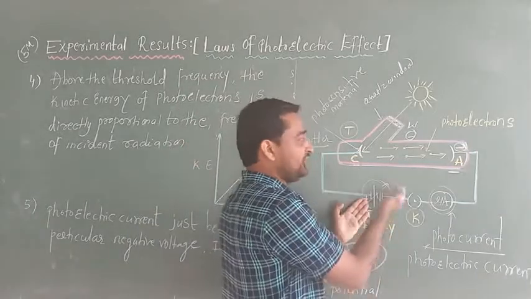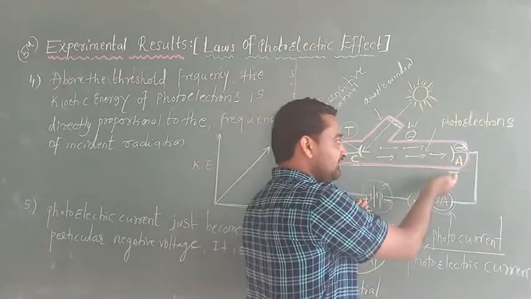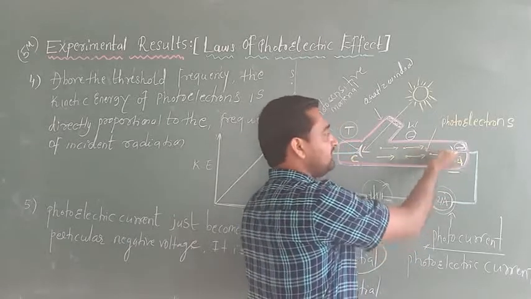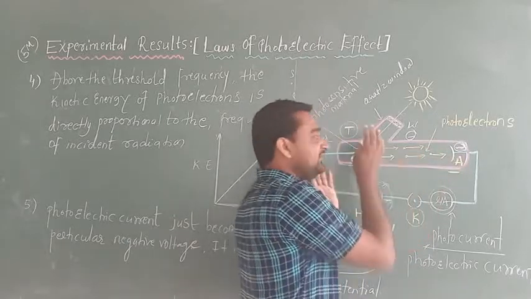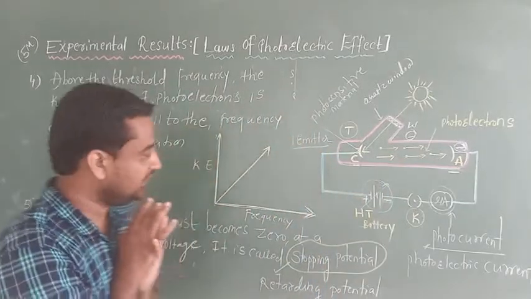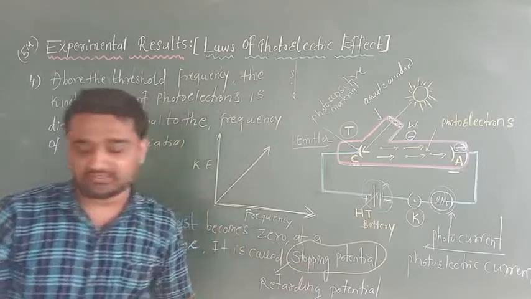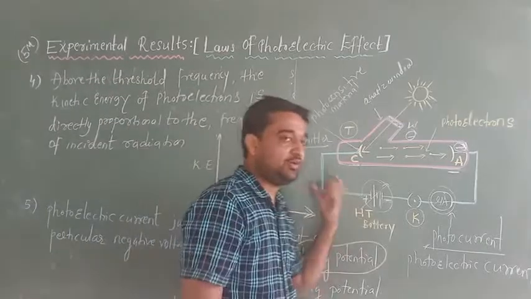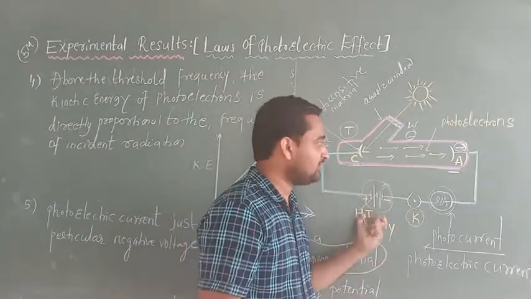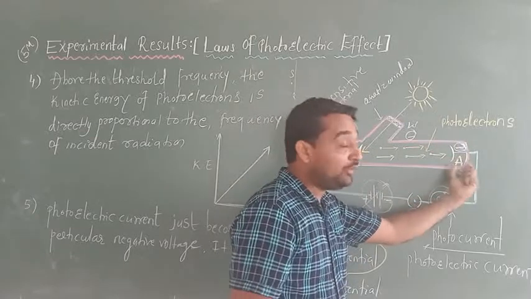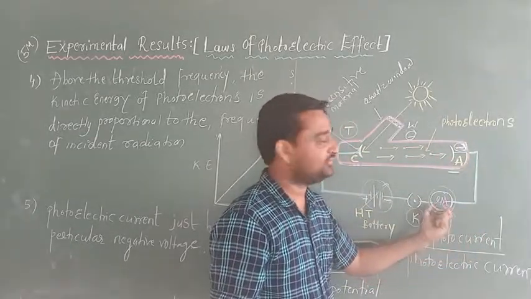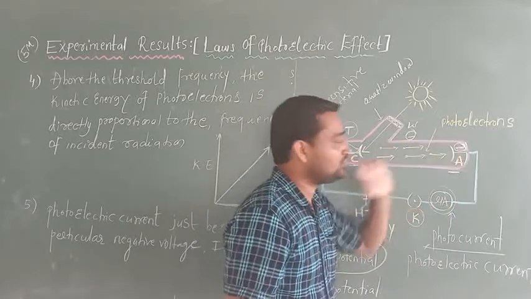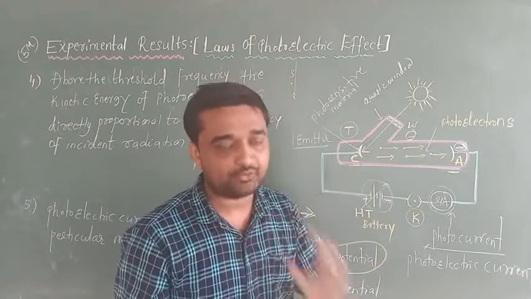As we go on increasing the negative potential, in the same way the reach of electrons towards the anode slowly decreases, and finally the flow of electrons stops. That means what? The stopping potential means what? The minimum negative potential of the anode for which no electrons reach the anode. At what negative voltage does the reach of electrons towards the anode stop? That potential is called as what?